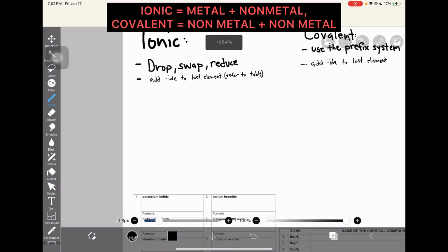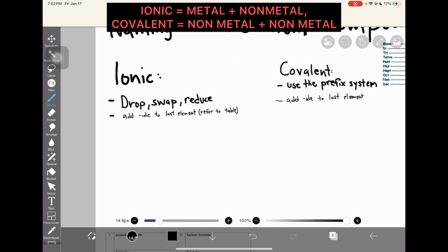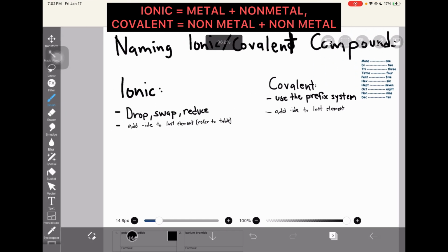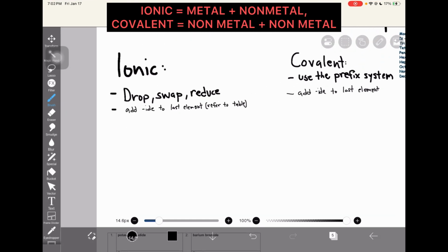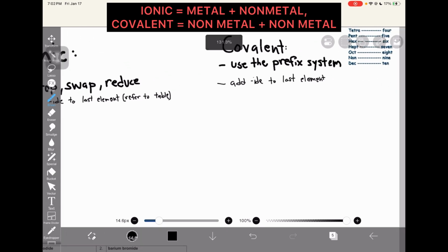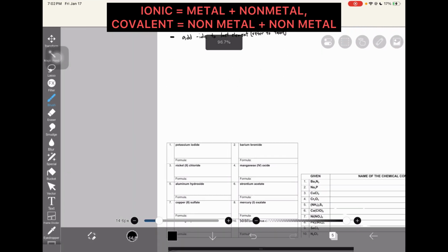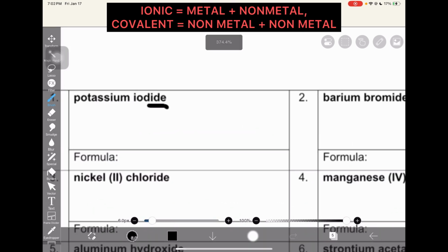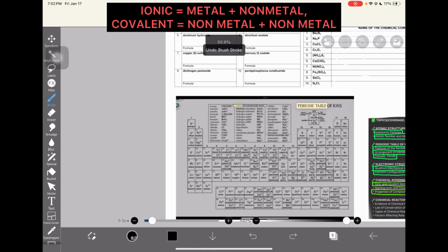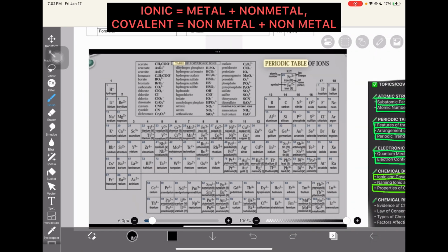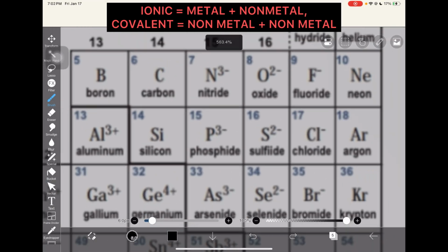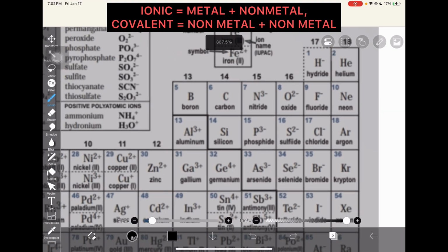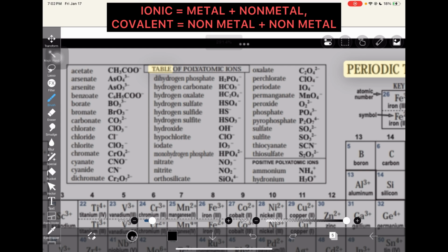So for ionic, we just do drop, swap, and reduce. But for covalent, we do the prefix system. However, we do add -ide to the last element for both. What does that mean? In these examples, you can see the -ide at the end. And you can always refer to this table: phosphide, sulfide, chloride, well, not for all the nonmetals, nitride, oxide, and even the polyatomic ions.